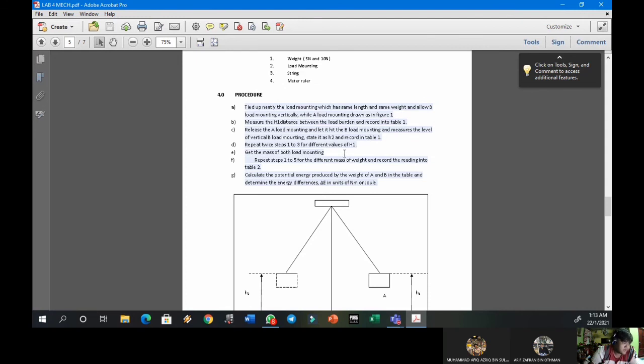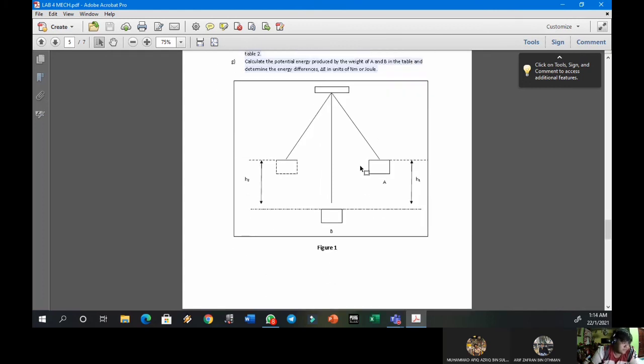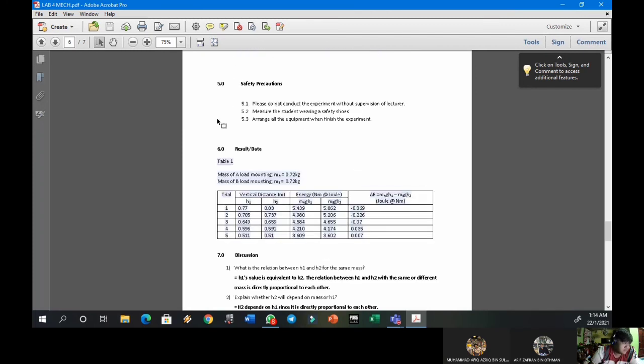G, calculate the potential energy produced by the weight of A and B in the table and determine the energy difference, E, in units of Nm, Newton meter, or joule. So ni gambar jalan tu. Safety precaution dia. Please do not conduct the experiment without supervision of lecturer. Make sure the students are wearing safety shoes. Arrange all the equipment when finished with the experiment.